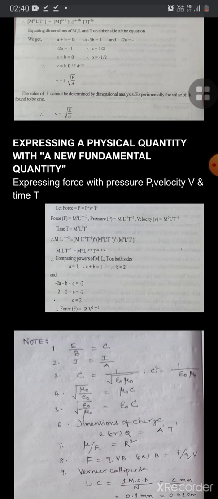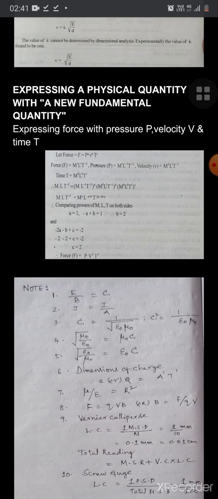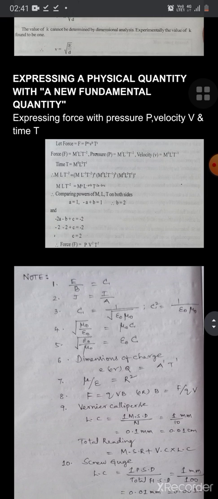Expressing a physical quantity with a new fundamental quantity. A physical quantity can normally be expressed only with the fundamental physical quantities, that is M, L, T and so on. But here we have to express a physical quantity with new fundamental physical quantities. Actually, these are not fundamental physical quantities. These are derived physical quantities. But we have to take these derived physical quantities as new fundamental quantities in order to express a physical quantity. Let us express force with pressure P, velocity v and time t.